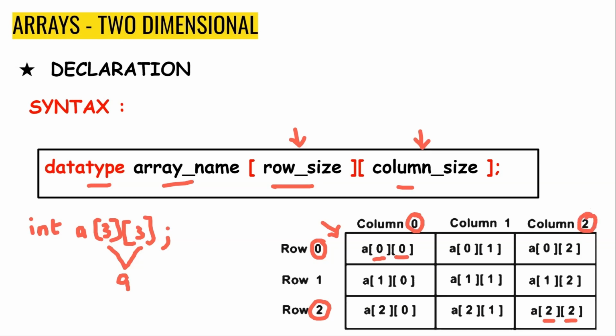The specification of row size and column size is mandatory if an initialization list is not present. If you do not initialize values, it is mandatory to give both the row size as well as the column size. If an initialization list is present, the row size can be skipped, but it is mandatory to mention the column size.